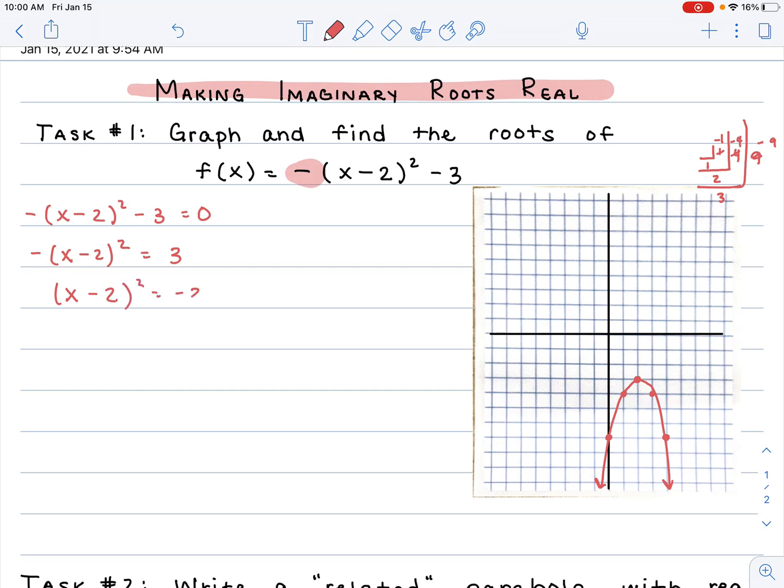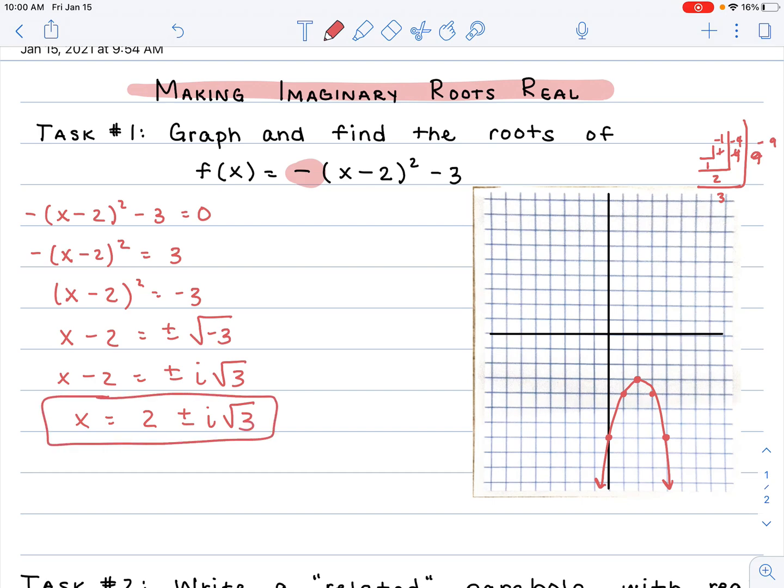divide by negative 1. Take the square root of both sides. We're going to look at that radical. We're going to change it so that the negative is no longer underneath. So we're going to say i radical 3. And then add the 2. So 2 plus or minus i radical 3. Okay, so here are our imaginary roots.